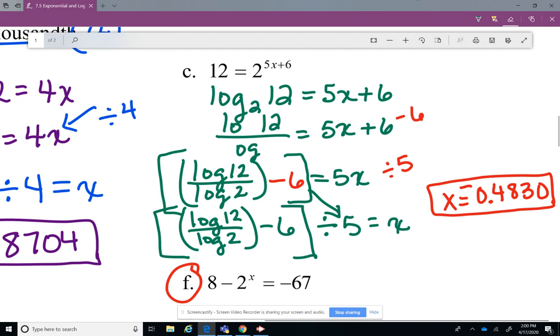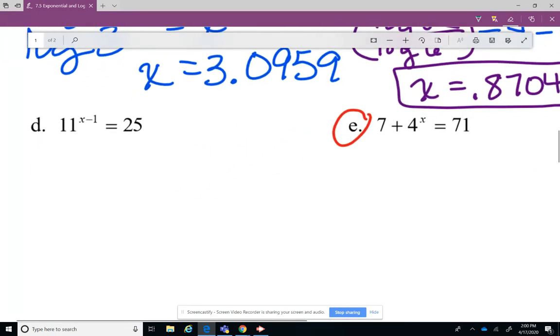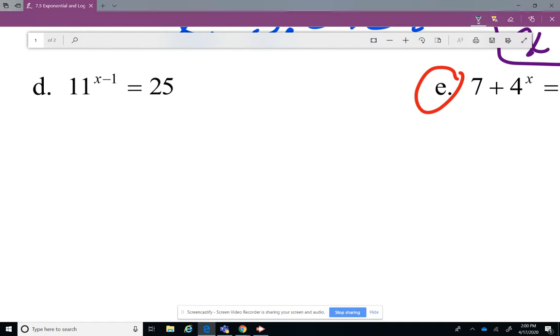So I always press the equal sign. After I do a log, I press the equal sign. I subtract 6, I press the equal sign. I divide by 5, and then I press the equal sign. Because I don't trust calculators, because some work using order of operations and some don't. And I don't know which calculator you're using, so I've got to cover our bases. All right, let's go down to D.